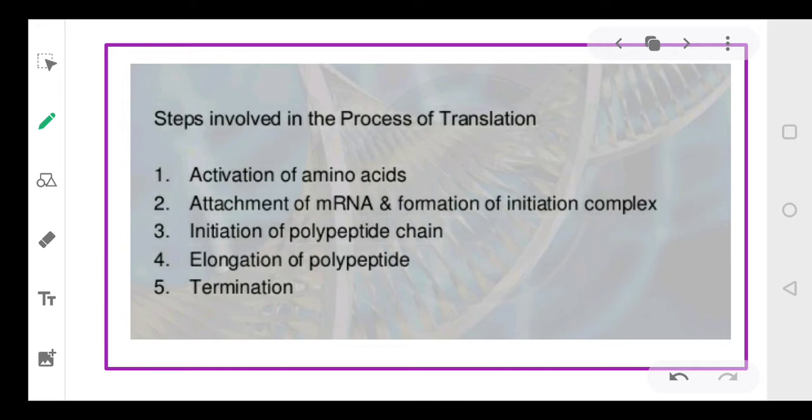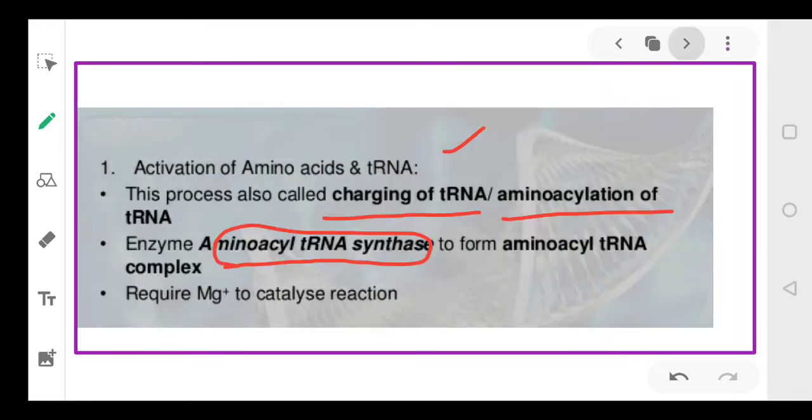Now coming to the process of translation. We can divide this process into 5 basic steps. First is the activation of amino acids. Second is attachment of mRNA and the formation of initiation complex. Third is initiation of polypeptide chain, then elongation of polypeptide, and the last is termination. Now let's discuss each step separately.